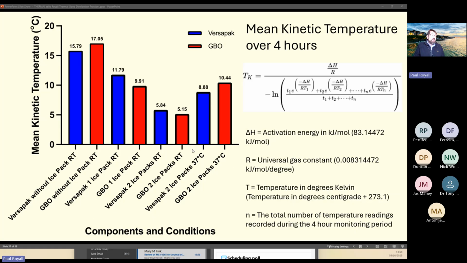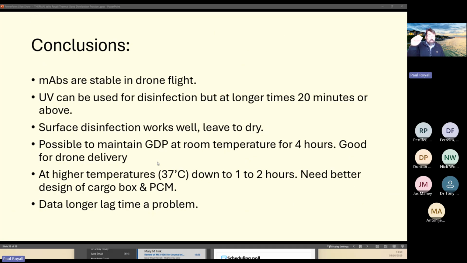But what we found is we definitely need 2 ice packs for everything. And we definitely found the GPO outperforms the Versa pack. But remember, for those medicines, we need to maintain 2 to 8 degrees. And for that particular orientation, we can do that for over 4 hours, which is just fantastic. So conclusions. Oh, and I've got 10 minutes left for questions. That works out very well.